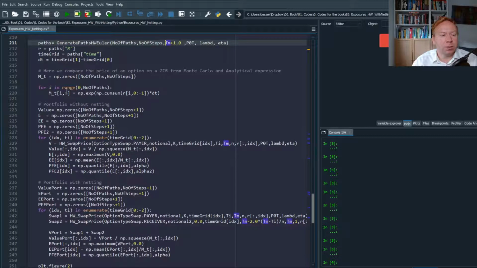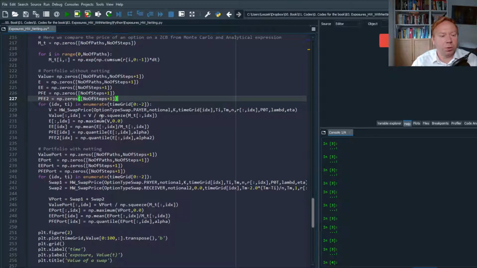Then what happens next? So we also calculate the money savings account, and now we go into the part where we calculate the exposures, expected exposures, potential future exposures, and those two, PFE and PFE2, correspond to different significance levels or confidence levels. First, we calculate the value of a swap. So we have a payer with notional and strike specified above. And this is just a configuration of the swap. So this is the value of a swap we have already done before in this course.